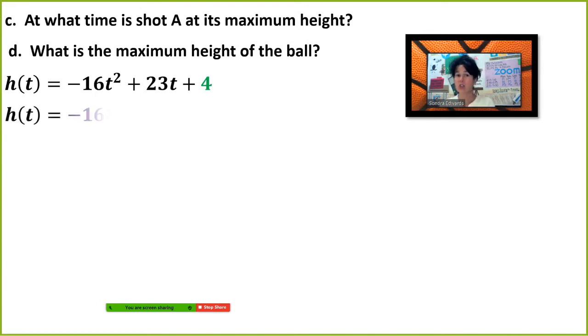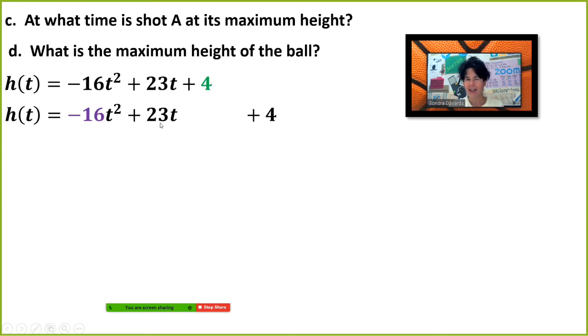To complete the square, the first thing we need to do is verify that the leading coefficient is positive 1. It is not positive 1, it is negative 16. So we're going to take this number over here and slide it to the side, and we're going to factor negative 16 out of both of those first two terms.